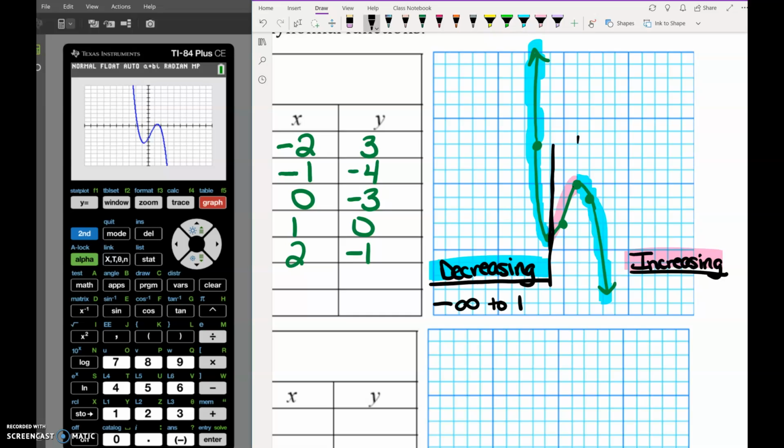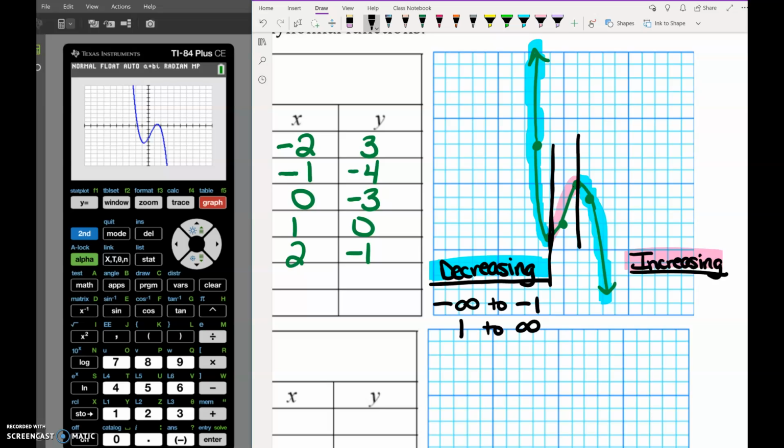It is also decreasing from here and on. This point has an x value. Oops, that's a 1, isn't it? Decreasing from -infinity to -1. It is also decreasing from +1 to +infinity. So from 1 all the way to the right, that portion of the graph will be decreasing.